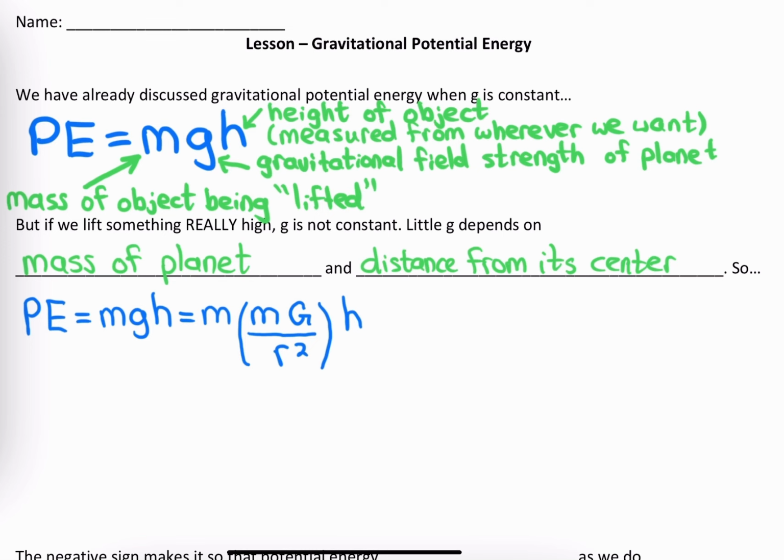Now let's note, we've got a couple of m's here. This first m is from here. That's the mass of the object being lifted. This second m that we've just introduced over here, that's the mass of the planet. So let's make a note of that.